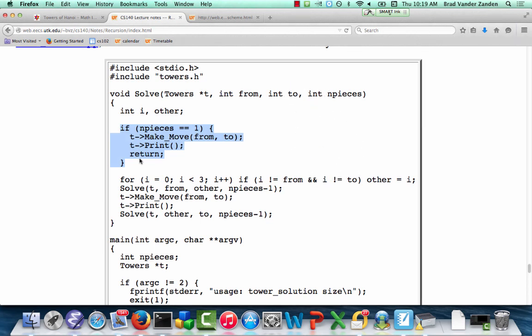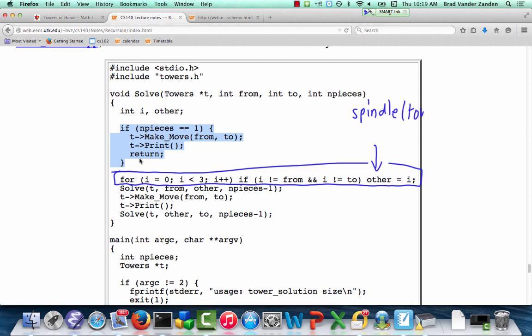Okay, our non-base case is the recursive case. So the first thing we need to do is find the empty spindle. Dr. Planck calls it other, but this is really the empty spindle. Now it's not actually empty, it may have stuff on it. But it's the spindle that we're going to use for scratch storage. And since we have three towers, and from and to take up two of the three, other is whatever from and to aren't. So he just has a quick for loop to find the so-called free tower.